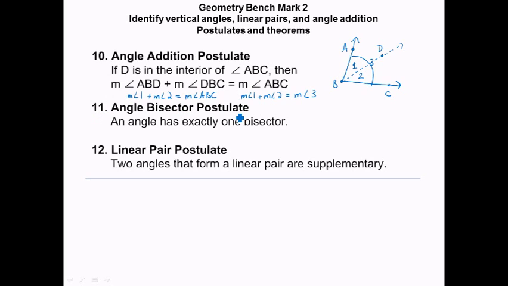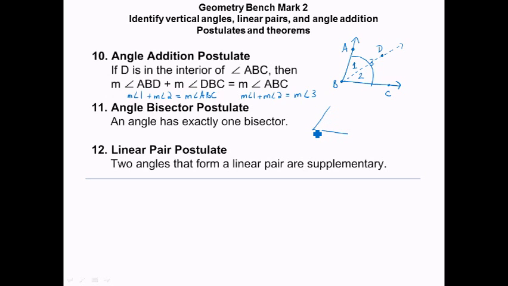The angle bisector postulate says an angle has exactly one bisector. So if I draw an angle and I want to cut it in half, there's only one way you can cut something in half and have it be even, right? Did anybody have siblings and argue over who got the biggest piece when things were being shared? Yeah, okay, so if it wasn't cut perfectly in half, it wasn't fair, right? There's only one way to cut it perfectly so that everybody got an equal amount.